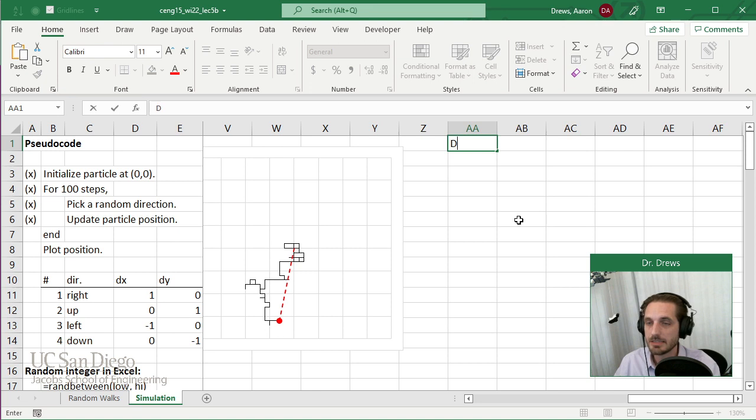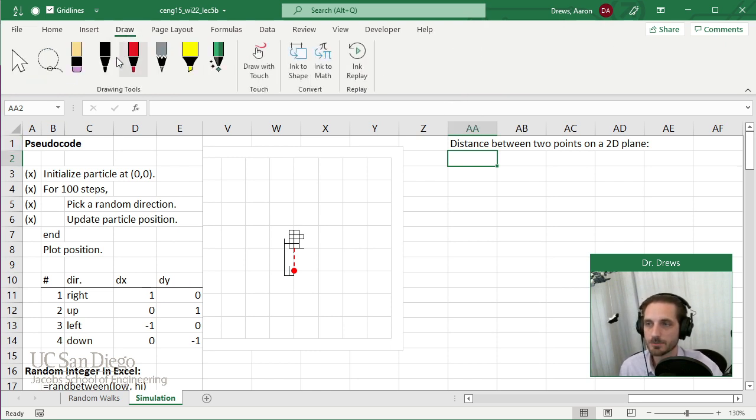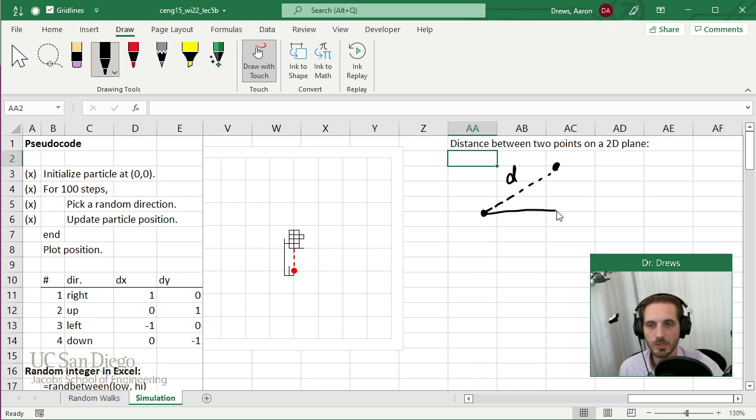The distance between 2 points on a 2D plane is given by an equation that probably looks pretty familiar to you. It's just the old Pythagoras equation. If you have a point here and a point here, all we do is say if I want to measure this particular distance d, we assume that it forms a right triangle, which it does.